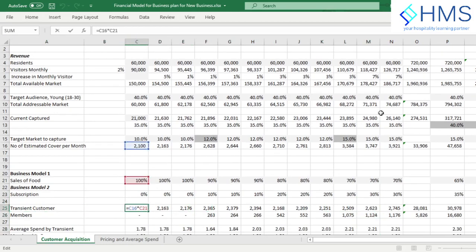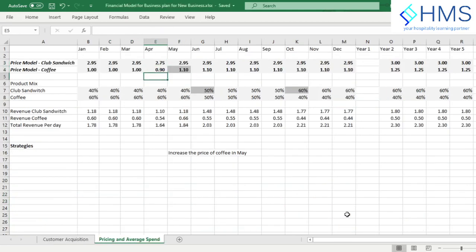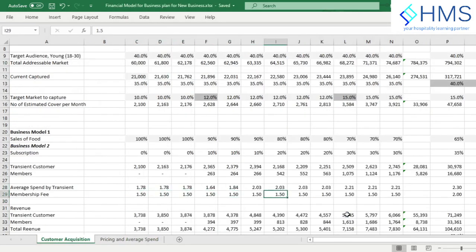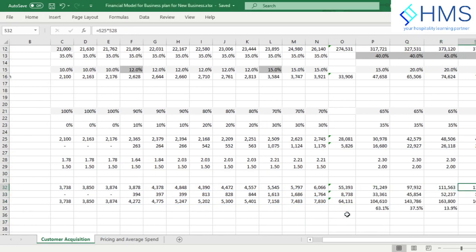So transient customers are going to be this much, as we have modeled here, based on our total monthly customers and the percentage of revenue. So you can see they continue to increase, but we are increasing the number of members as well. Now we have modeled the average spend by the customers, which we modeled in this previous model here. Then, how much membership we are going to charge from each member. So that will give us a revenue per month and ultimately a revenue for the whole year, so that we can understand it. And then in the next year, what are we going to do?